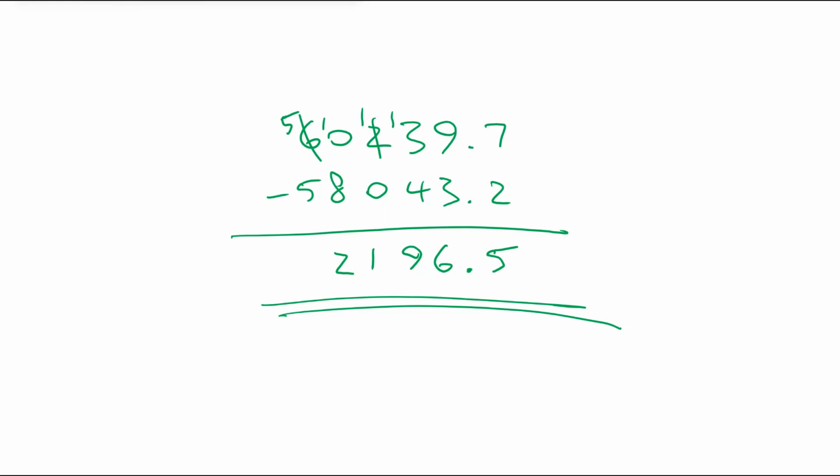60,239.7 minus 58,043.2 is going to give us an answer of 2,196.5.